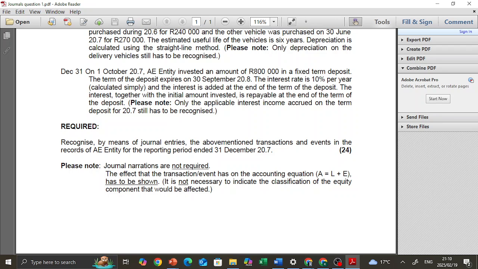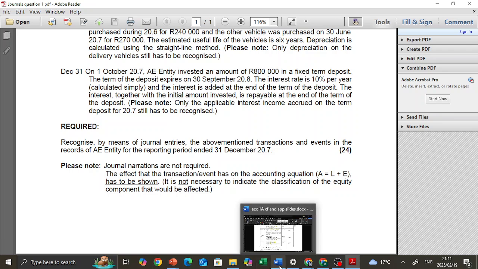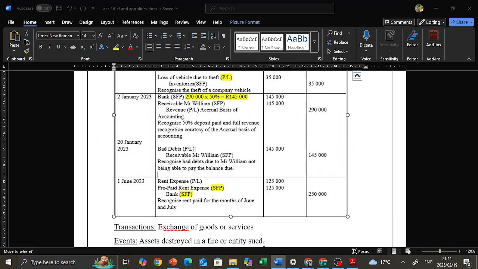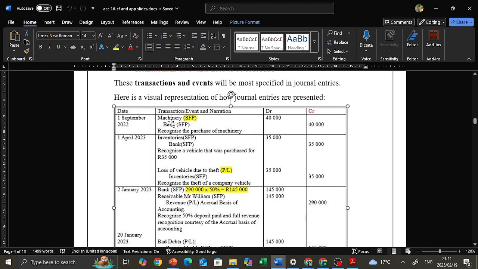Good. The effect that the transaction slash event has, do you see why my format always is written this way? Transaction slash event and narration. I want all of you who have attended this class today, 19 February 2025, to write this in all your assessments from now on. Please and thank you.